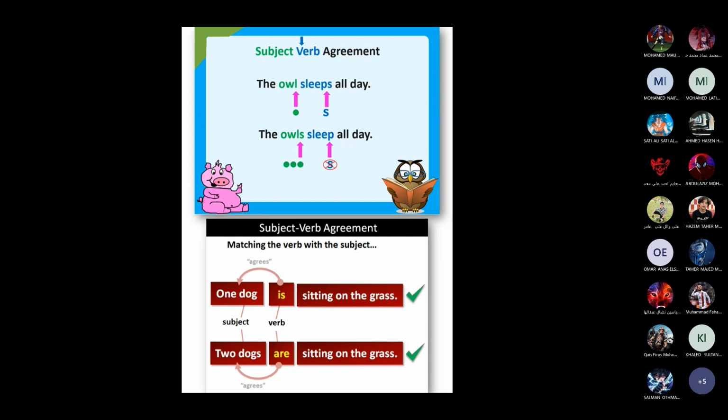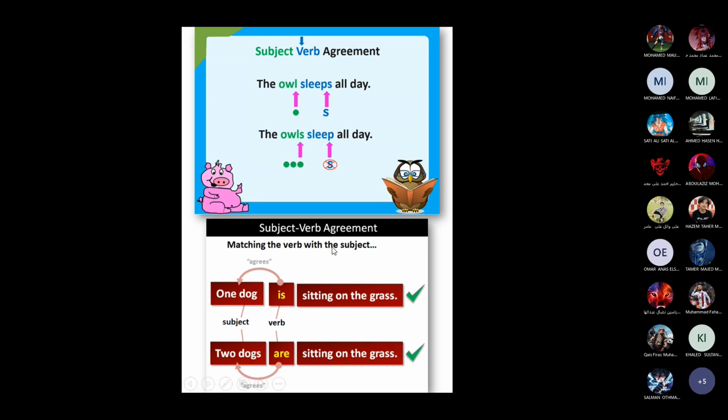So keep it in mind that any verb that ends in s, its subject is singular. In any other case, the subject is plural. So when you do not get an s at the end of the verb, that means the subject is plural. That's it.